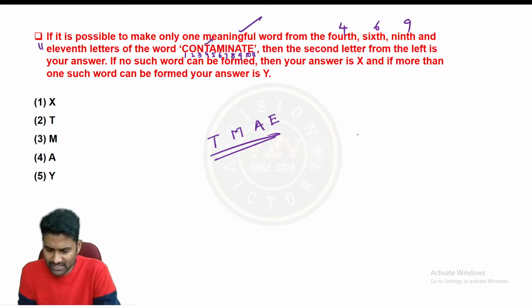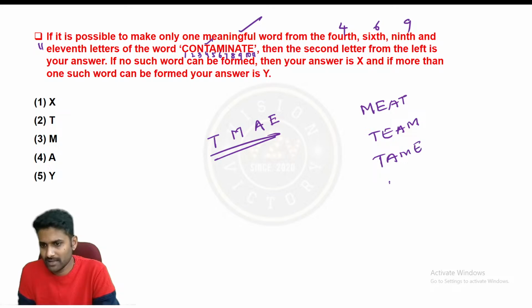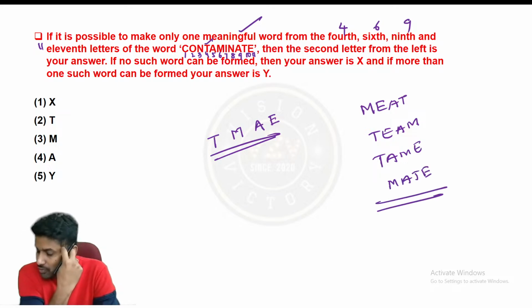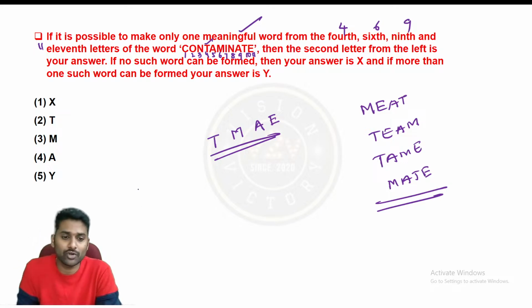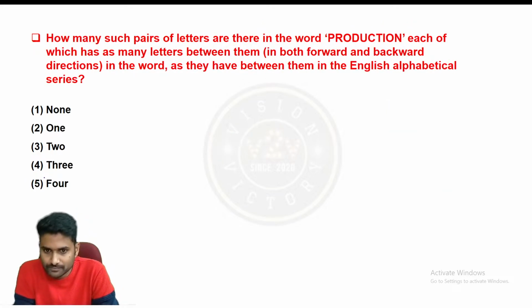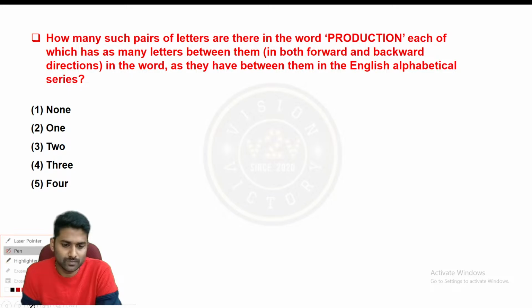Now, with the help of these 4 letters, what are the different words you can get? Meet, MEAT. Next one, TEAM. Next one, TAME. MATE. Guys, with the help of those 4 letters, we can form 4 different words. So you are getting more than one word. If you get more than one word, you are going to choose option Y. On to the next question.